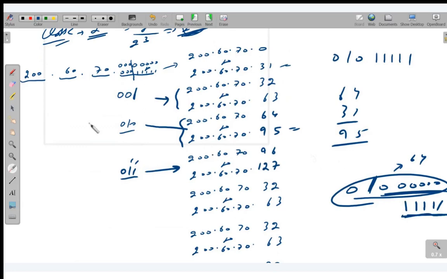Okay. And then from where will we start? 128. So it will be 100 followed by 5 zeros. So 128, that is very easy. After that, you add 31. 31 is what? 9 and then 159. Yes.